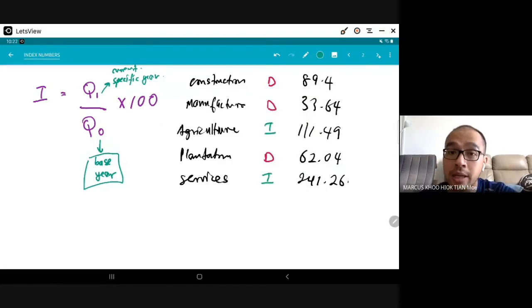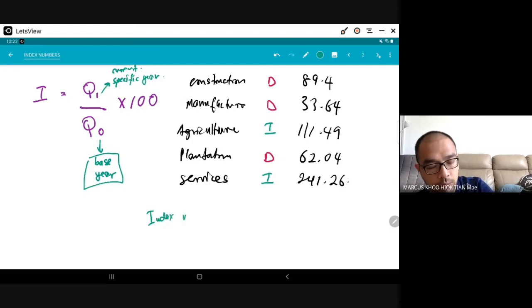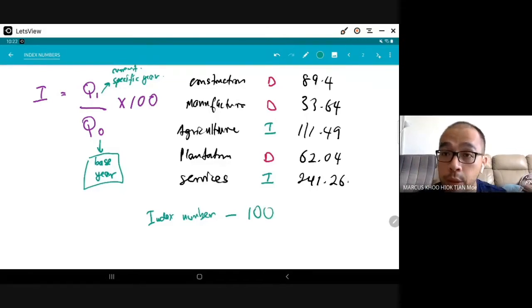So now the other thing is I want to know how many percent it has increased or how many percent it has decreased. So how do we know how many percent it has increased or decreased? What we do is we use the index number that we find, then we minus 100. Then we know how many percent it has decreased or increased.